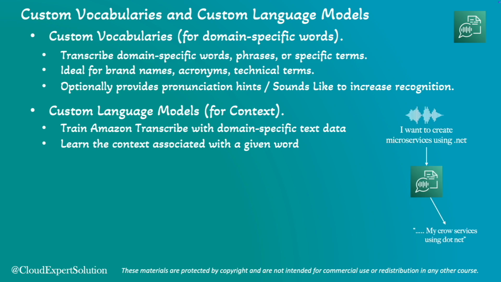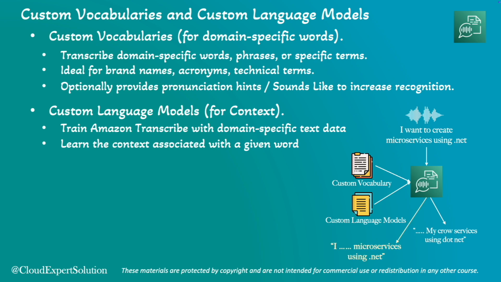Let's assume I have an audio file saying I want to create microservices using .NET. But microservices and .NET are technical jargons. Without any custom vocabulary or context, if we feed this audio file into Amazon Transcribe, it can transcribe like I want to create my crowd services using .NET. Now, if we add custom vocabulary for .NET and microservices context to Amazon Transcribe and then feed the same audio file, Transcribe will be able to convert the audio into text properly.